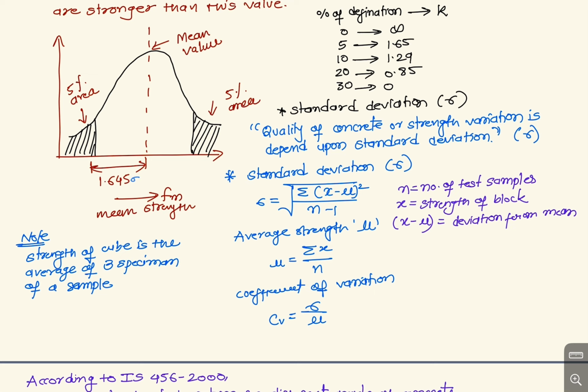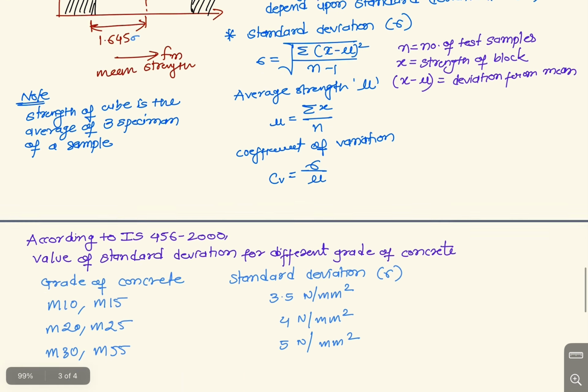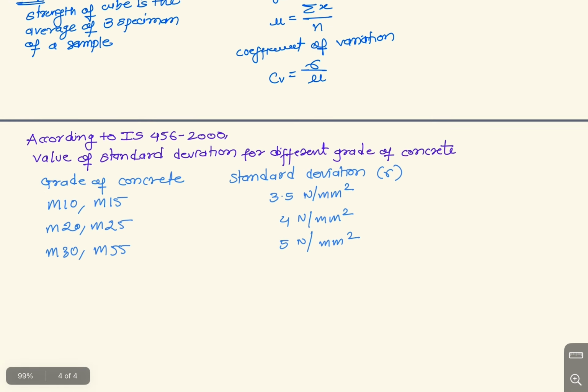Okay, so remember, the strength of the cube is the average of 3 specimens of the sample. That is very important. The average strength of the 3 specimens is what you need to consider as the strength of the cube. Don't worry, in upcoming days I'm going to provide you a numerical on this, so you can understand how to calculate the compressive strength and the standard deviation.